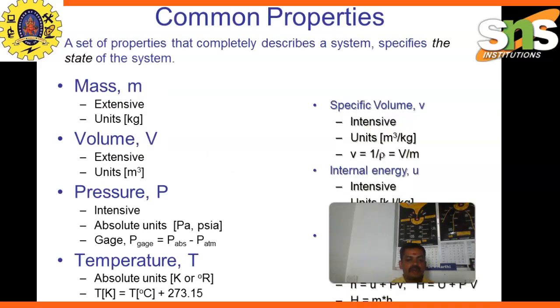These are the common properties, the set of properties that completely describe the system and specify its state: mass, volume, pressure, temperature, specific volume, internal energy, and enthalpy.